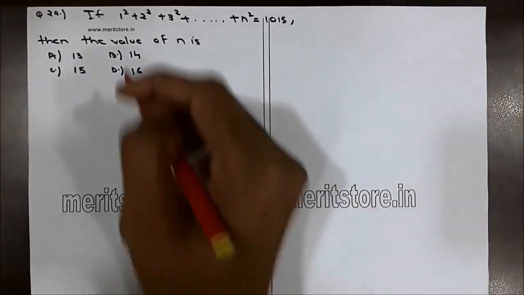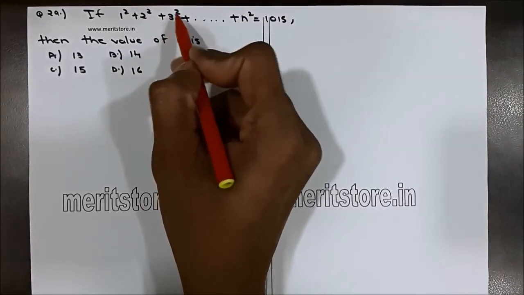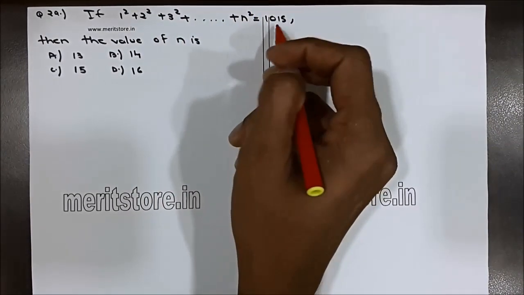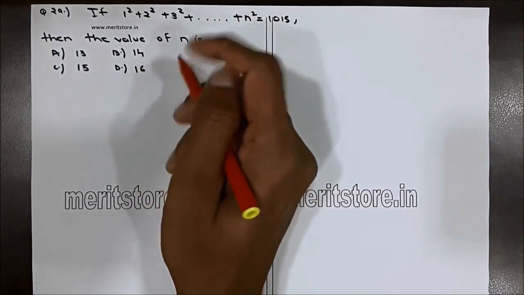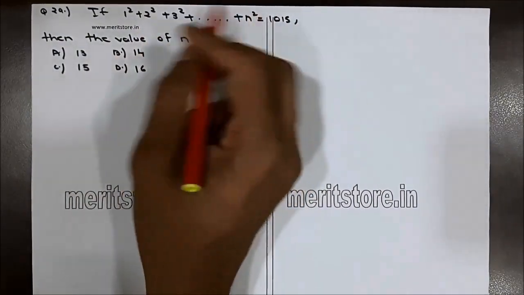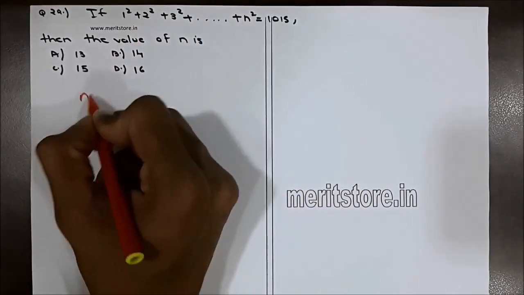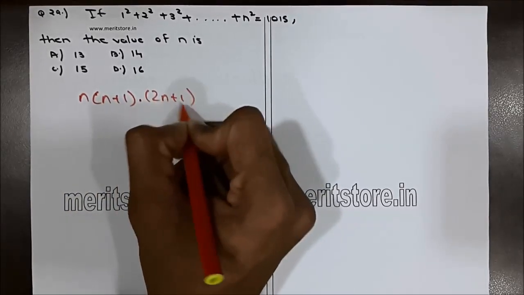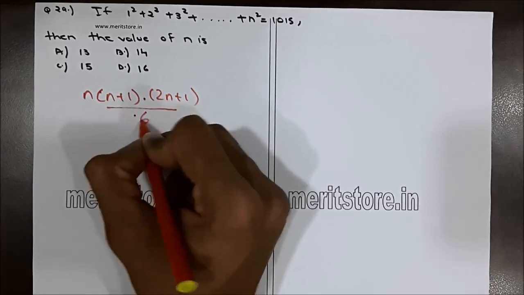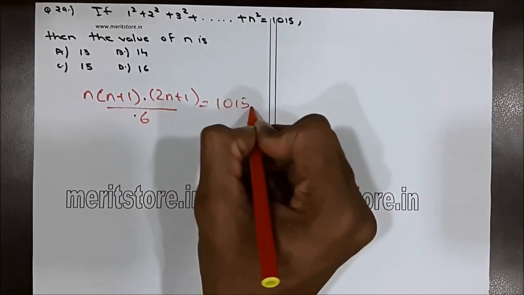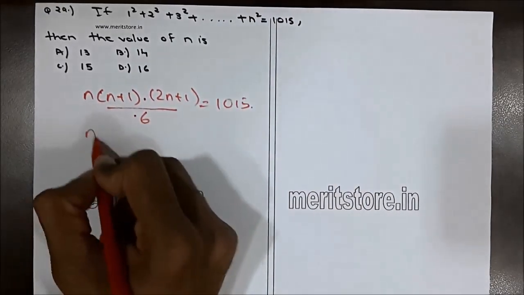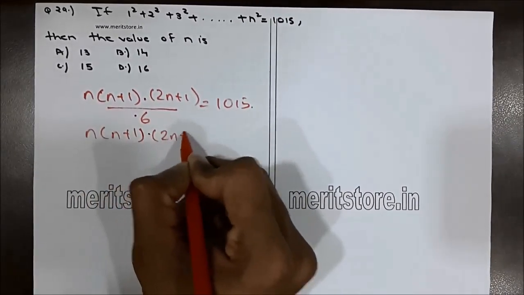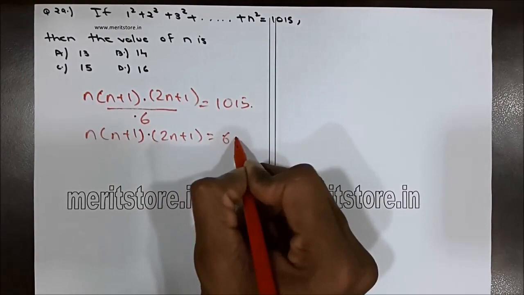Question 29. If 1 square plus 2 square plus 3 square plus up to n square is equal to 1015, then the value of n is. We can write this sequence as n times (n plus 1) times (2n plus 1) upon 6, which is equal to 1015. Therefore we solve this, we get n times (n plus 1) times (2n plus 1), which is equal to 6090.